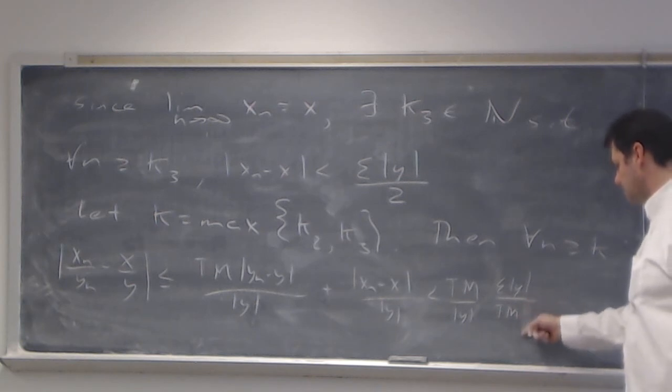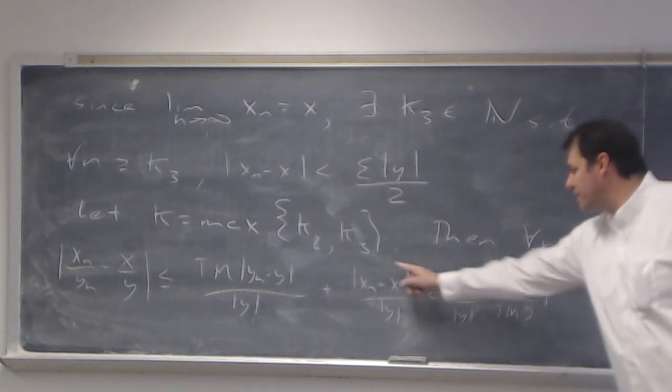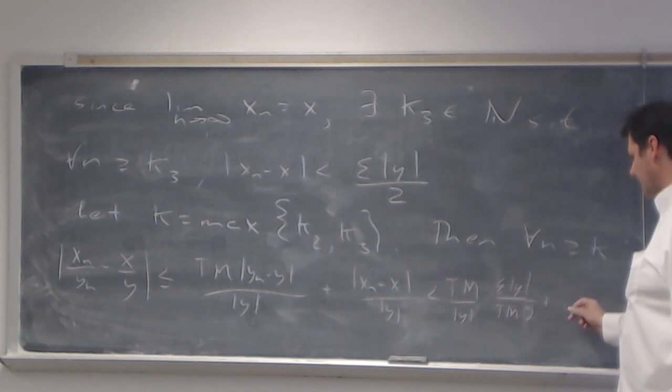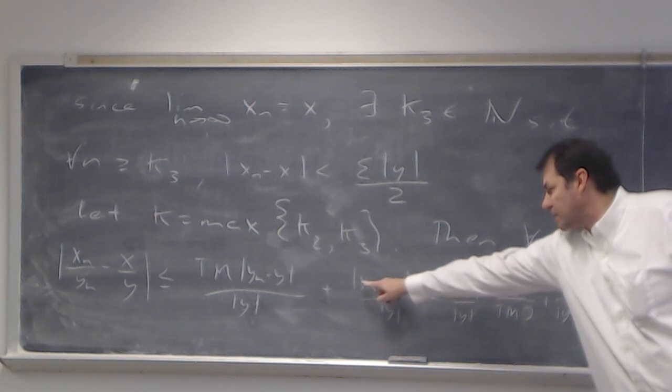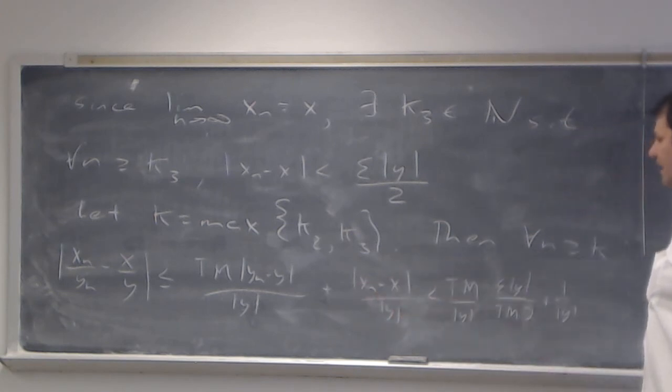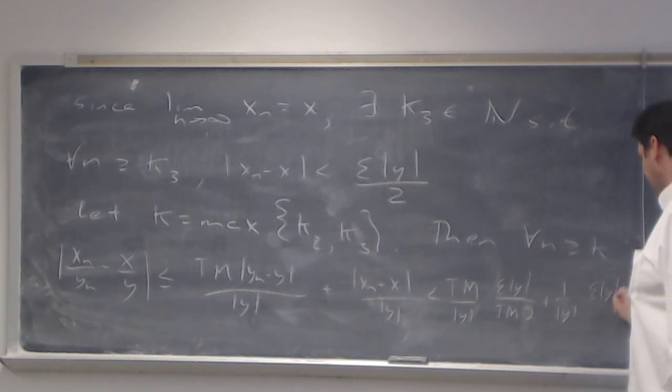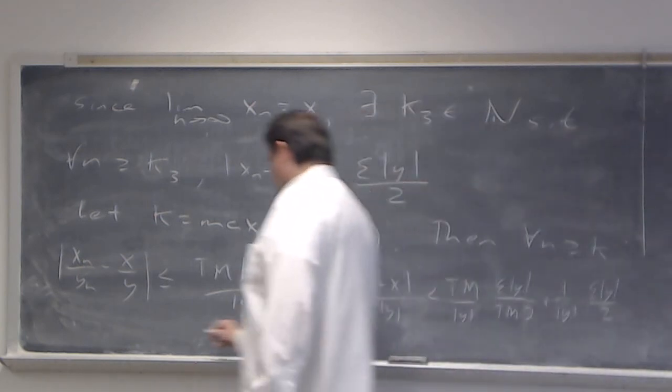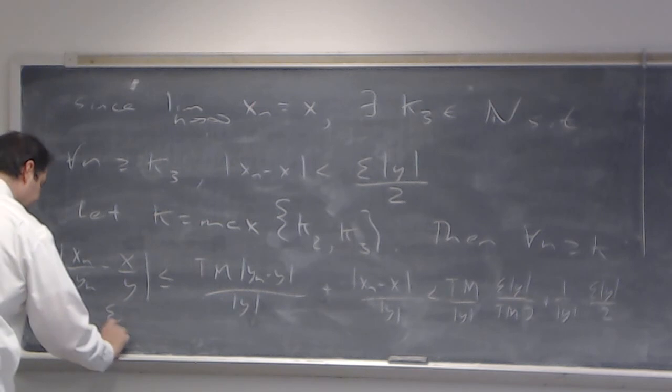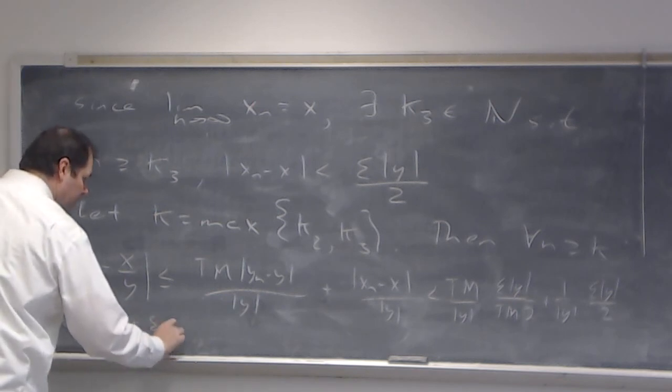That's right. Plus, this guy right here is going to be less than 1 over the absolute value of y times the absolute value of x sub n minus x, which I'm going to replace with something bigger, which was epsilon times the absolute value of y over 2. That equals epsilon over 2 plus epsilon over 2, which equals epsilon.